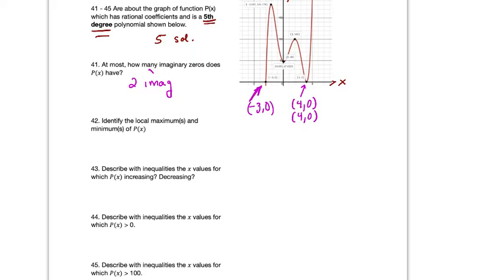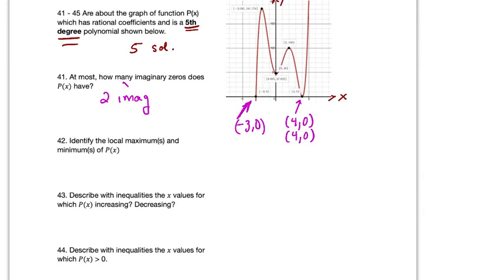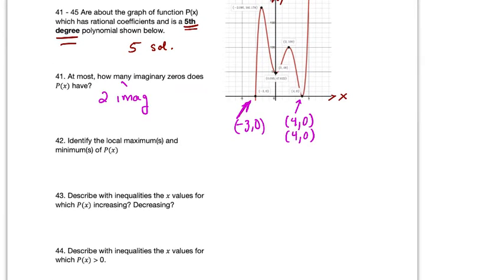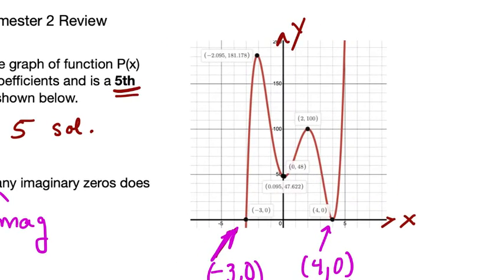Let's see, 42. Identify the local maxima and minimums. All right, so I'm going to zoom in here. Here we have a local maximum and another local maximum. They just have to be the highest point in a little region. So this is a local max and a local max, and this would be a local min. So we've got a local max right there, a local max right there, and then we have a local min right here and right here.